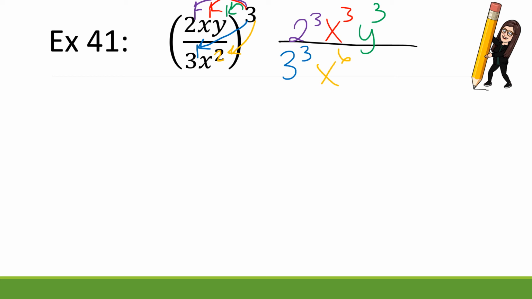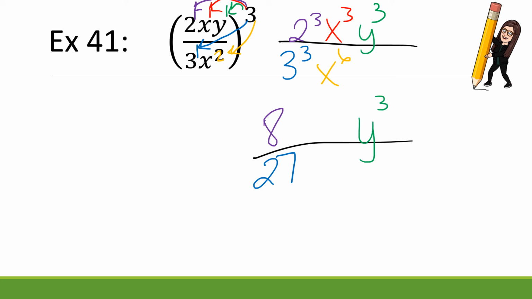We have 2 more rules to apply. The next rule is let's take care of those numbers. 2 times 2 times 2 is 8. 3 times 3 times 3 is 27. There's our first rule. I notice the y is a single y. I'm going to leave it.